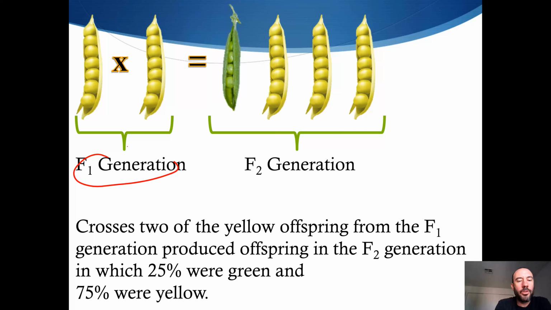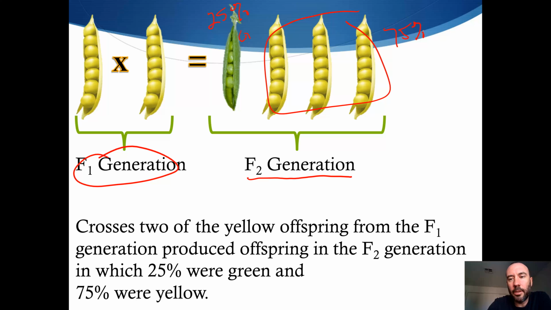Then he took two of those yellow pea plants from the F1 generation and he bred those together. And what he found is in the F2 generation, on average, about 25% would be green, and then 75% would be yellow. Now, these are simple experiments, and essentially what Mendel did was, number one, he controlled the steps of the experiments very well, he documented them very well, and he did the statistics on them, and he was meticulous in a way that no one had been before.